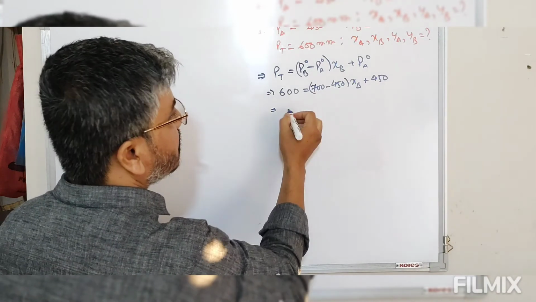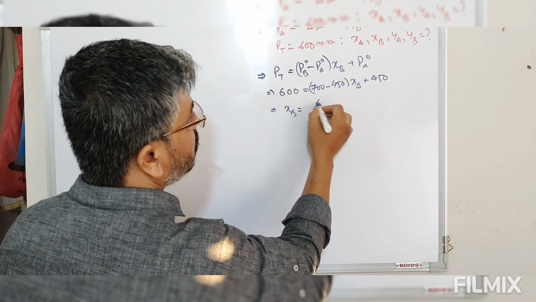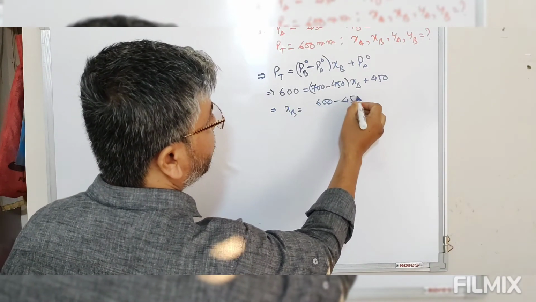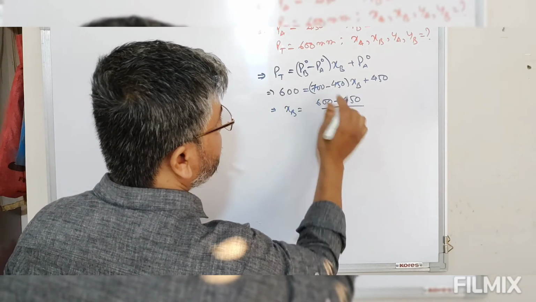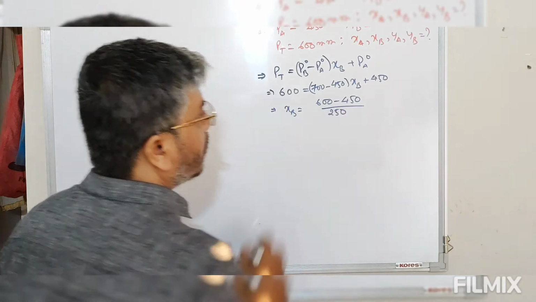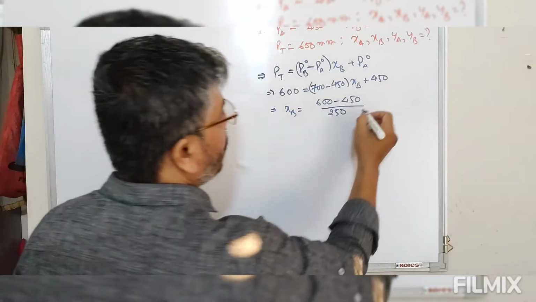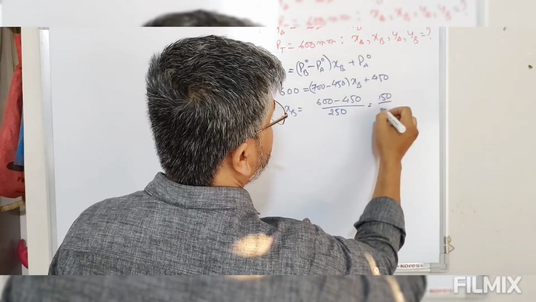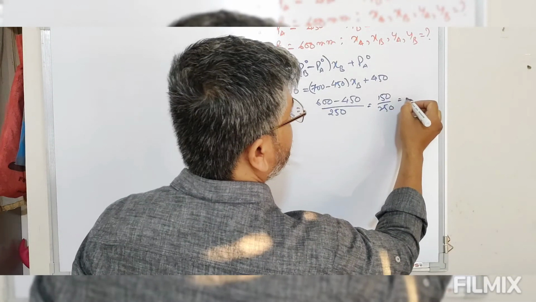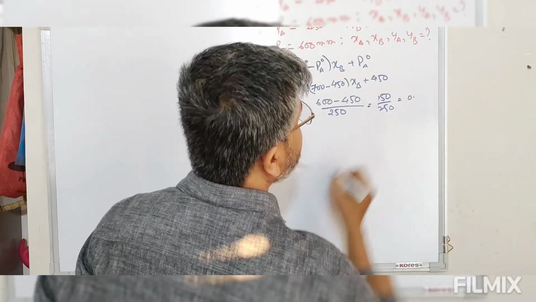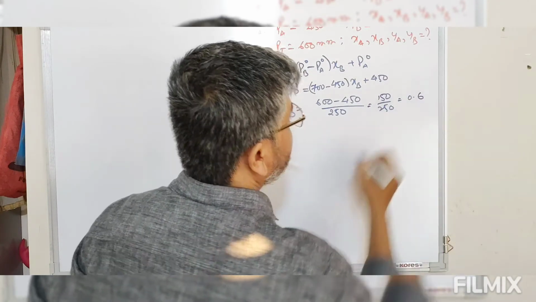Therefore, look at this, XB is equal to 600 minus 450 divided by 700 minus 450, that is 250. So this is 150 divided by 250. So this comes out to be 0.6.